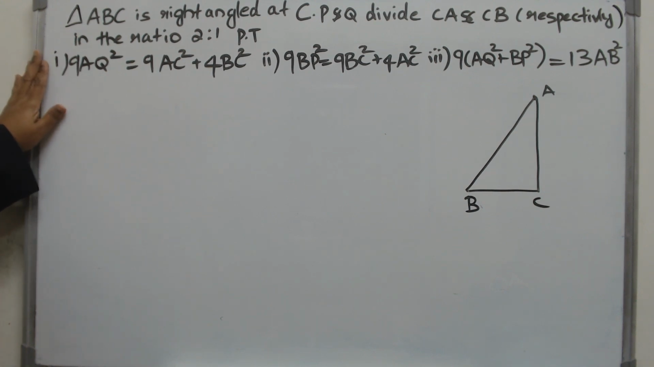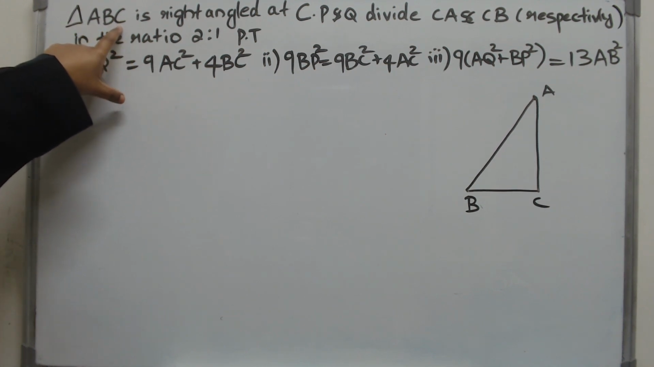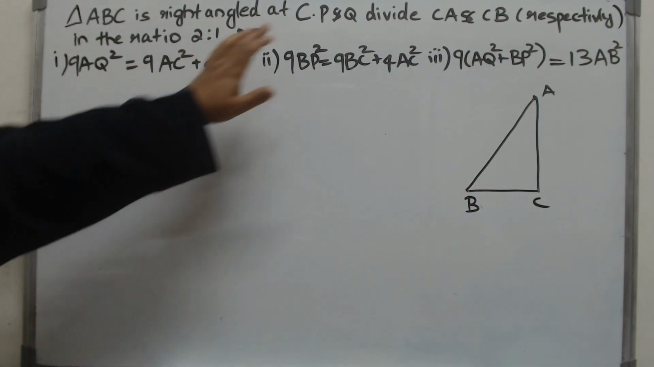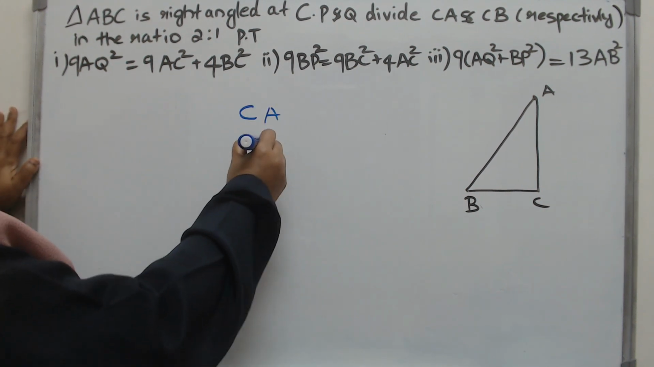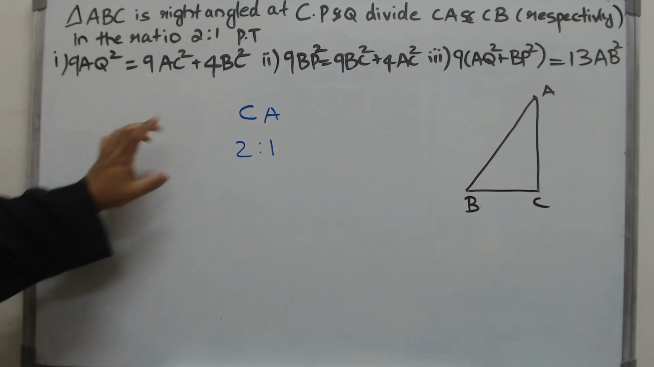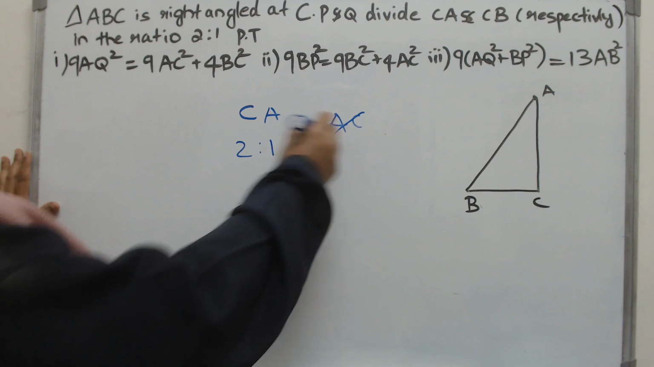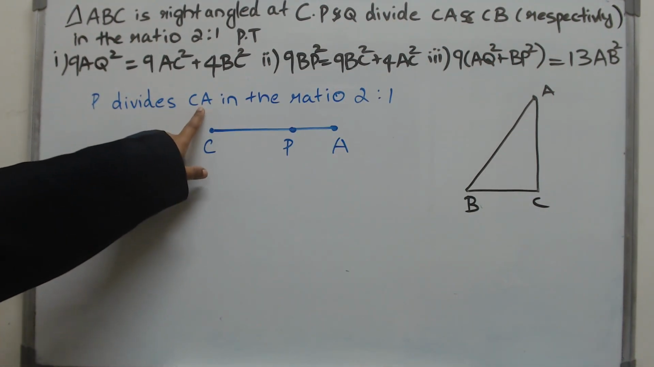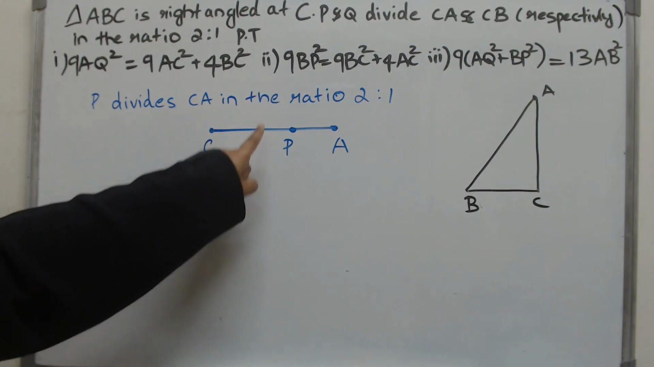Here we have a question based on the properties of triangles. We have a triangle ABC right angled at C, and we have a point P which divides CA in the ratio 2:1, and remember it is CA and not AC. What is the difference? If P divides CA in the ratio 2:1, then the situation looks somewhat like this.